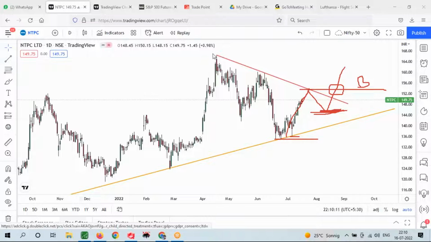Okay, but as of now, try to book profit around this resistance zone 154, 155. Let it dip, wait for this dip, and then we can buy this dip.